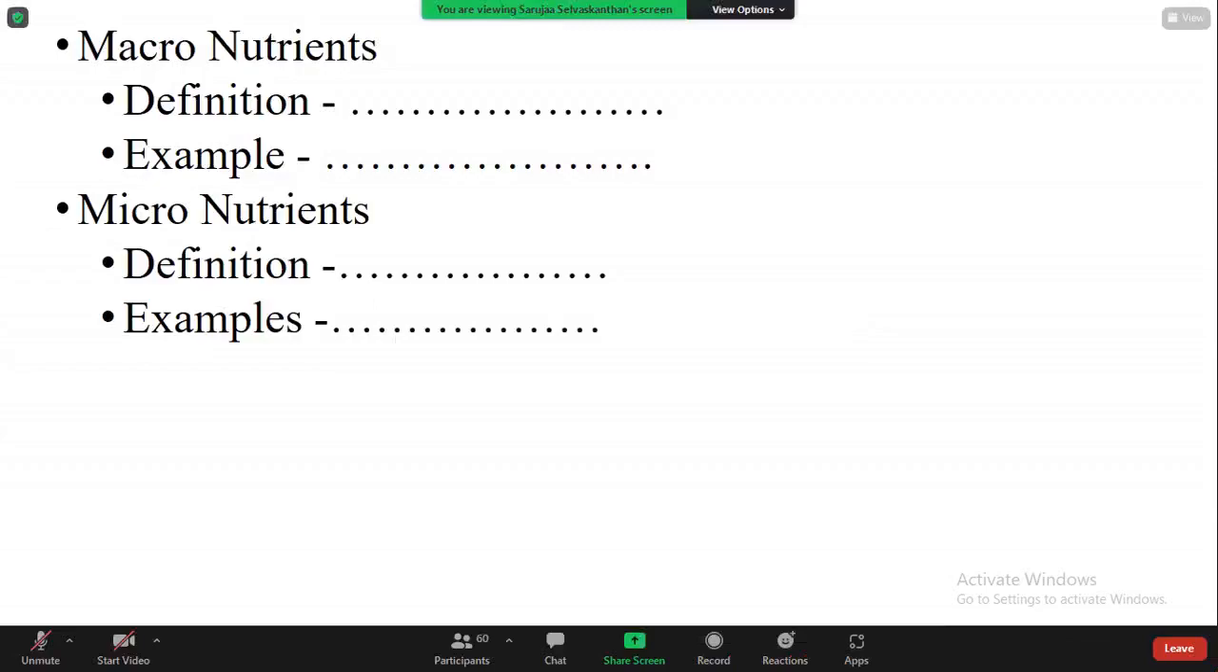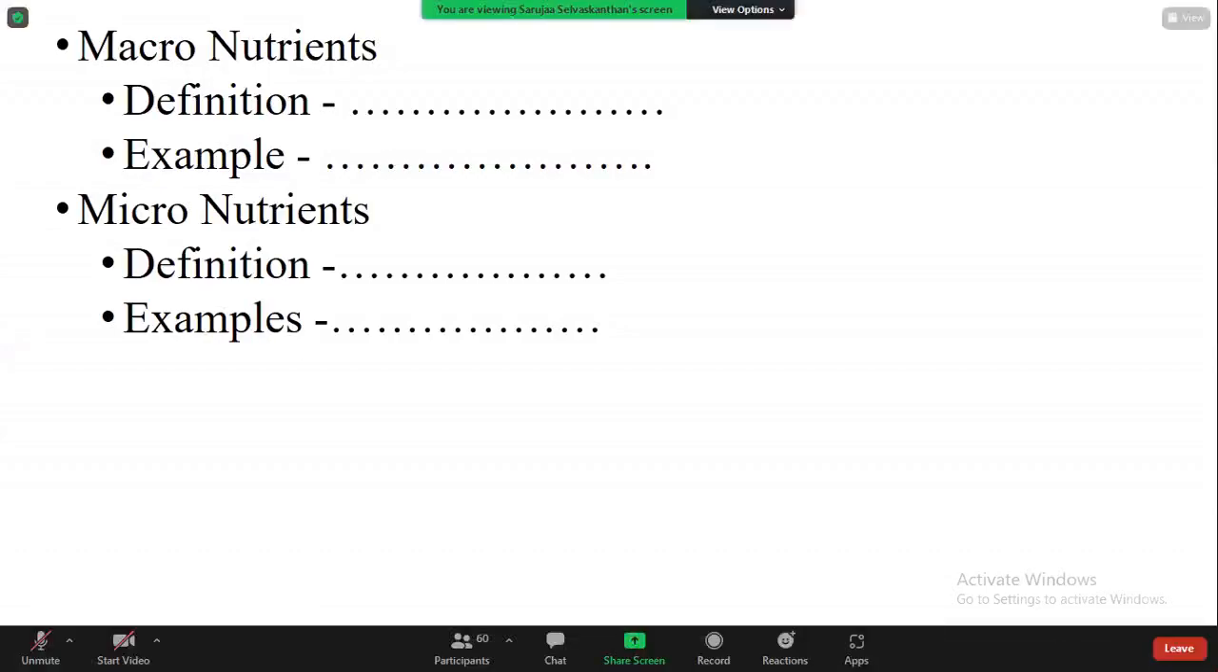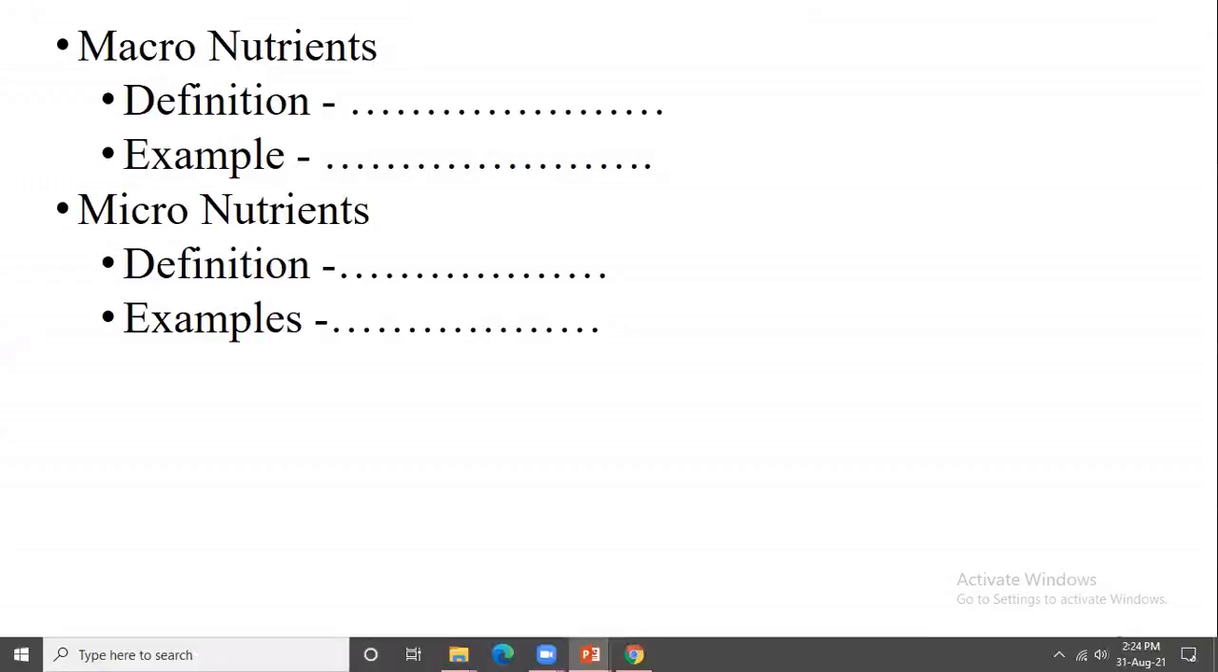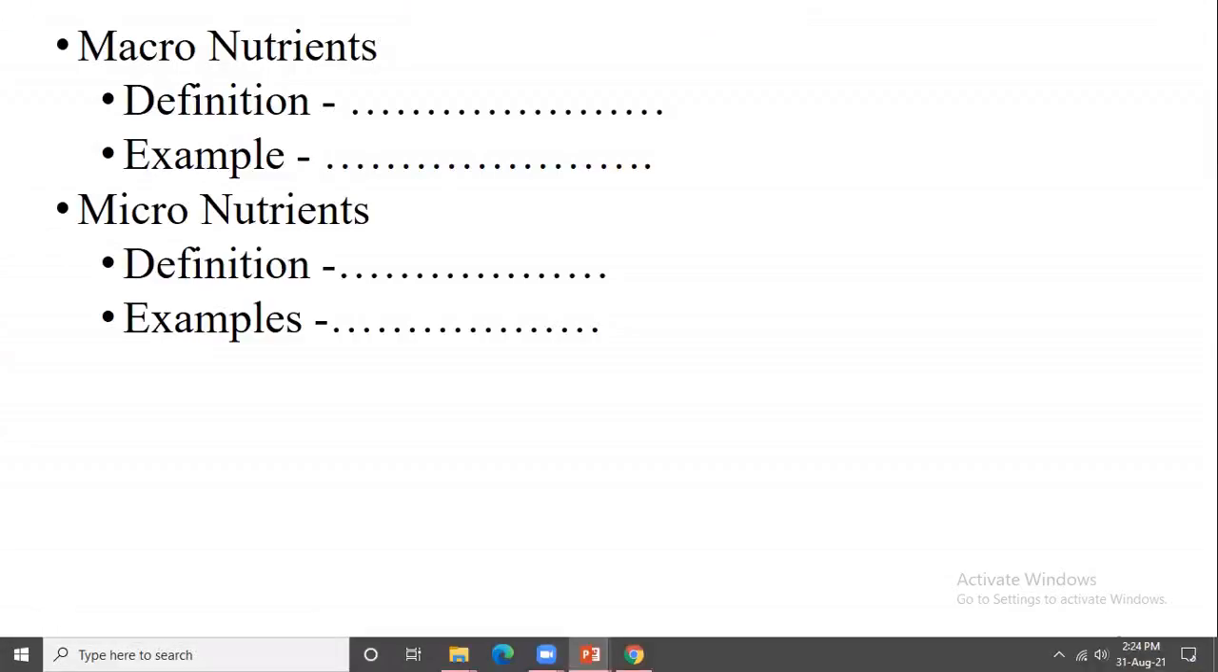Okay, tell some examples for macronutrients. C, H and P, K. Carbon, hydrogen, oxygen, yeah, nitrogen, that's one. Phosphorus, sulfur, magnesium, calcium, like that. You know, C, H, O, N, P, S, Mg, and calcium. These are the macronutrients, no? Okay.